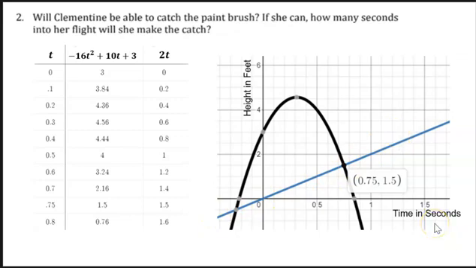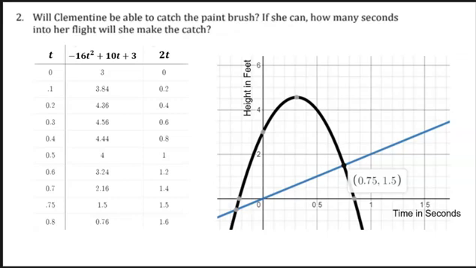On our x-axis, we have time in seconds, and on the y-axis, it's labeled as the height in feet. In the table, the first column is a list of times, the second column gives us the heights of the paintbrush, and the third column lists the heights of Clementine.